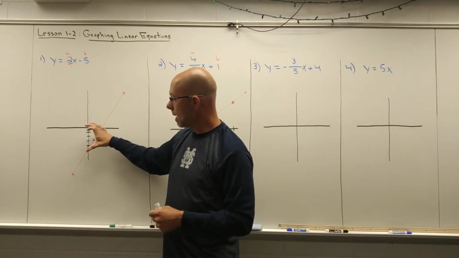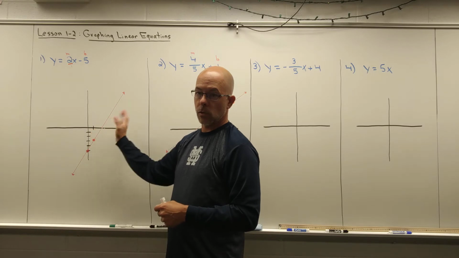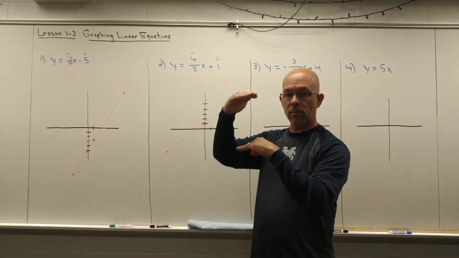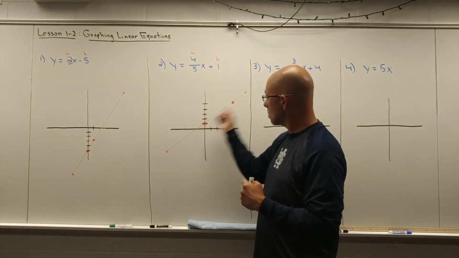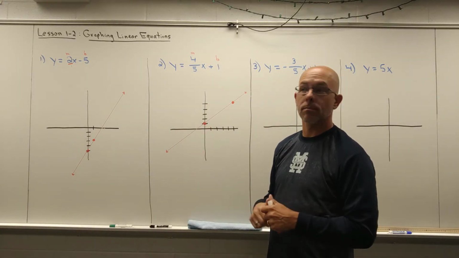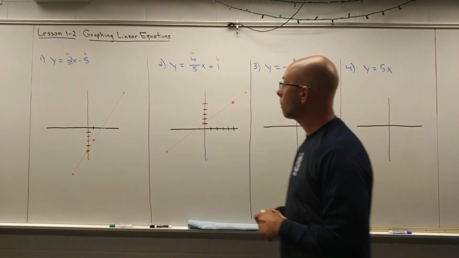This one, the rise is bigger than the run, so it's going to be steeper. This time the rise is smaller than the run. We only rise 4, but then we run 5, so it's a flatter line. Smaller slope, smaller steepness. That's basically what's going on here.